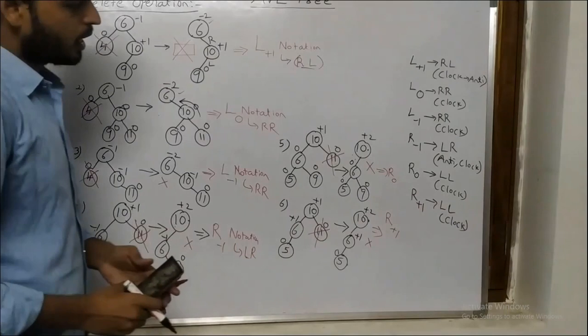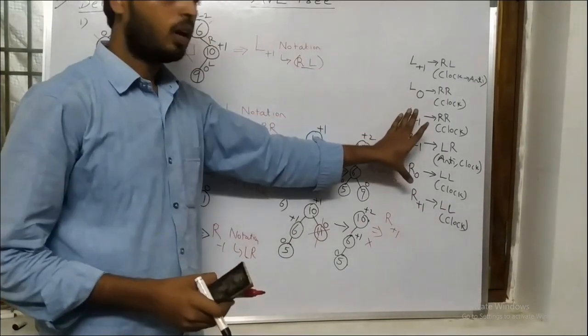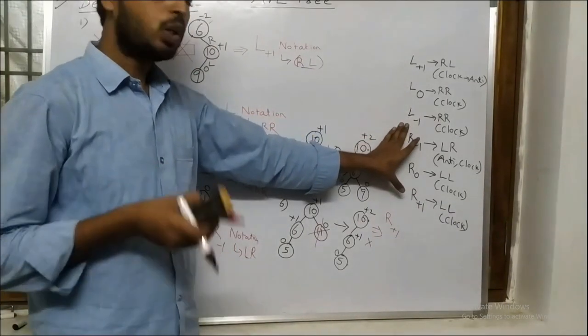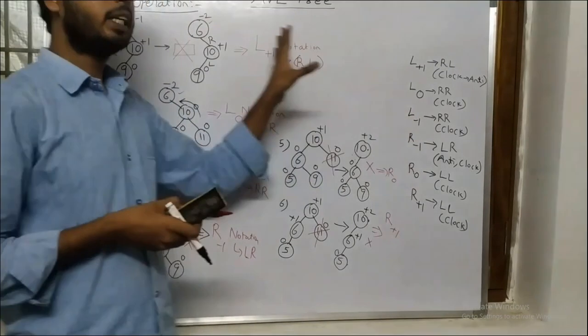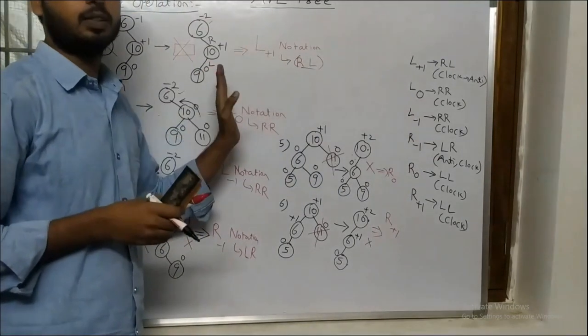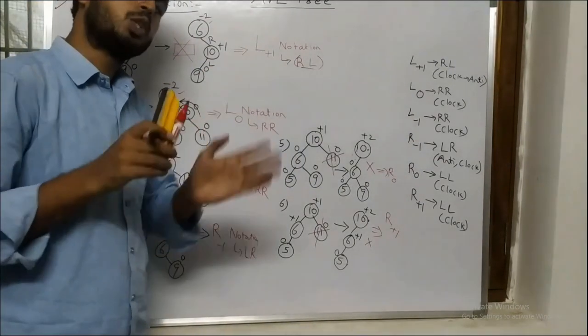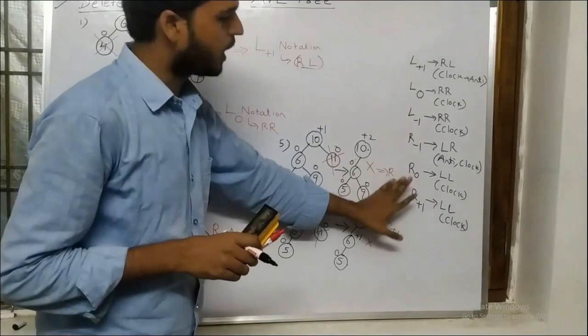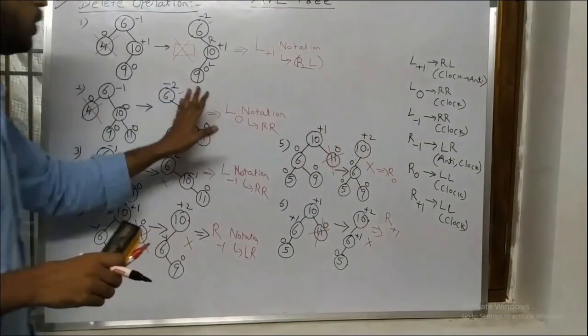Okay. These are the 6 possible operations you need to apply while deleting an element in an AVL tree. If you take any possible case, among these 6 only will occur. That's it. Okay. Now we will see an example. Just note down.